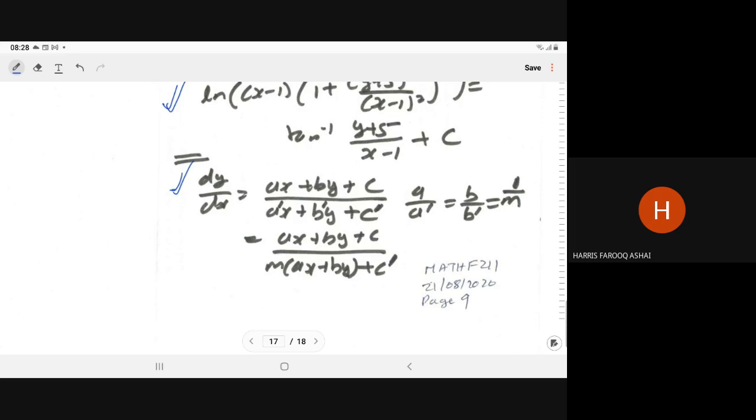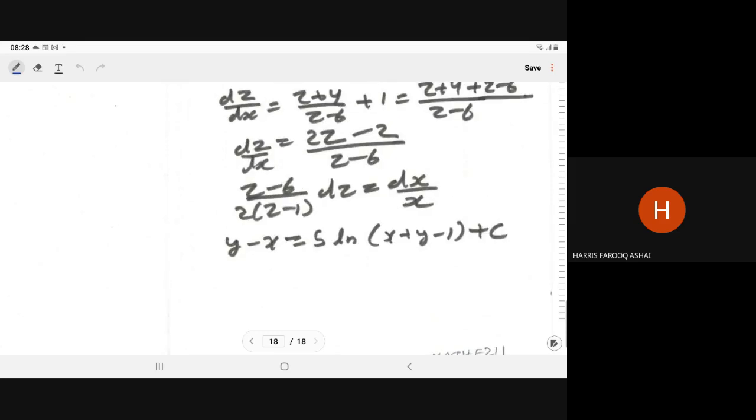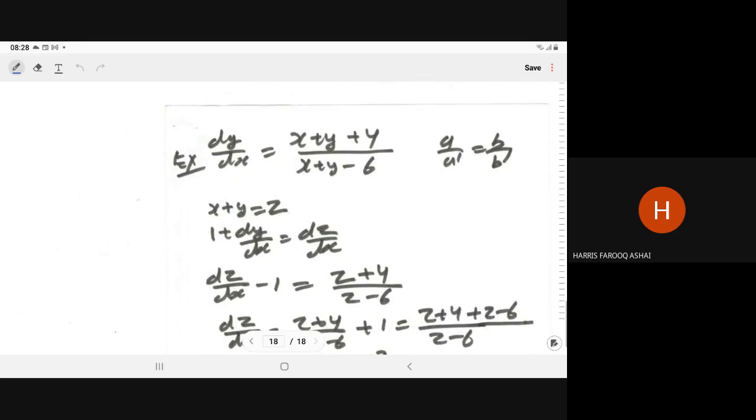So when we substitute the values of a dash and b dash as am and bm respectively, you will get ax plus by plus c upon m into ax plus by plus c dash. For example, in this question dy by dx is equal to x plus y plus 4 upon x plus y minus 6, you can say that this is the a, b, a dash, b dash. So a upon a dash is equal to b upon b dash.